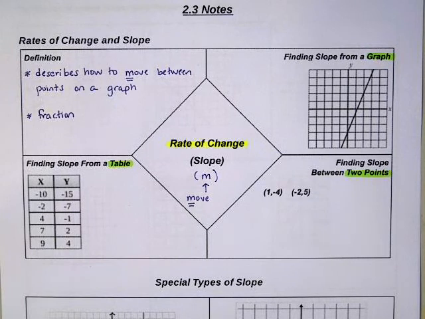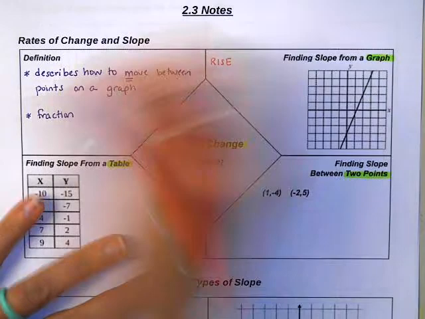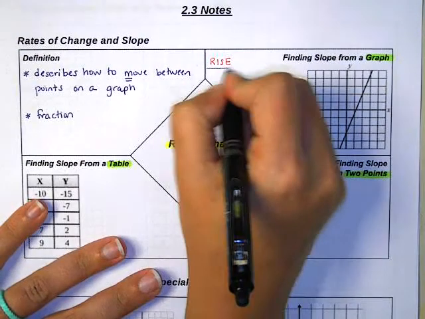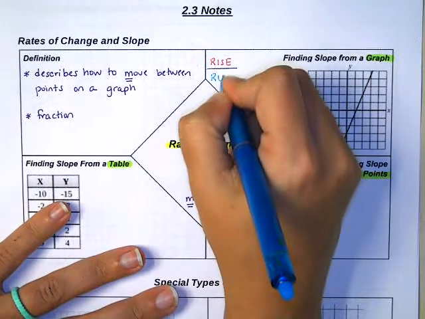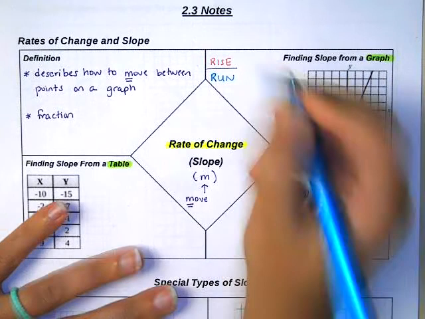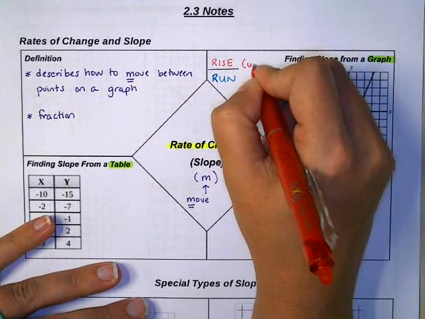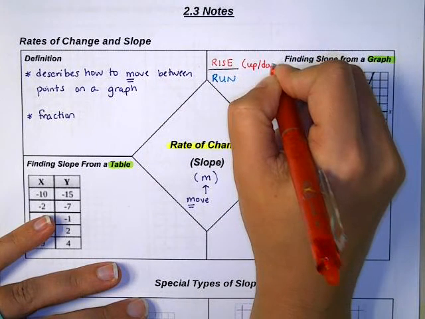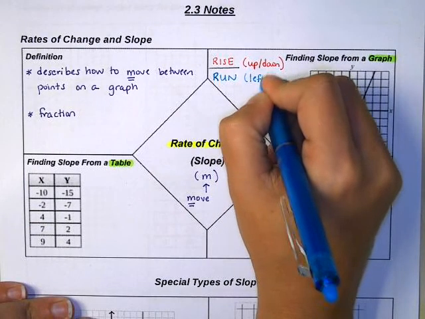So if you are given a graph and you are asked to find the slope, then what you need to think in your head is that the slope is always the rise over the run. Now you may have heard these words before in your previous math classes, rise over run. But just in case you need a refresher, rise means we are going up or down. And run means we are going left or right.